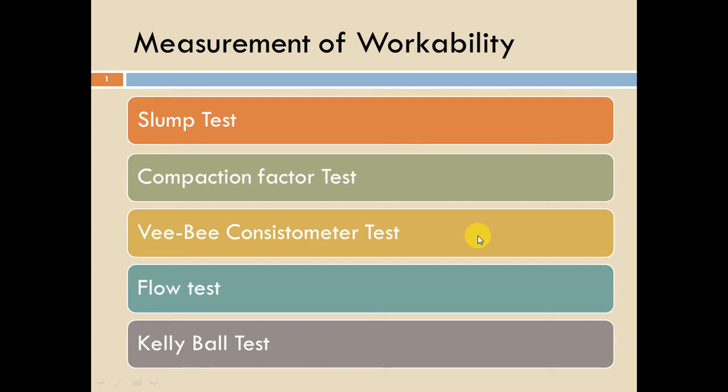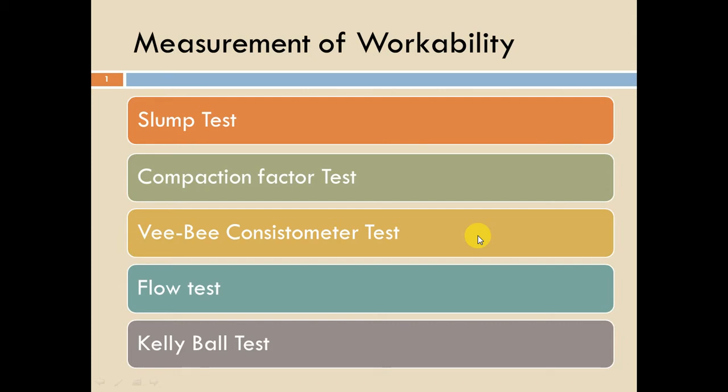So there are different tests to measure the workability of concrete. The first one is the slump test, then the compaction factor test, VB consistometer, flow test, and Kelly ball test. So in total there are five methods to measure the workability, out of which we can measure the workability from the slump, compaction, VB, and flow tests.